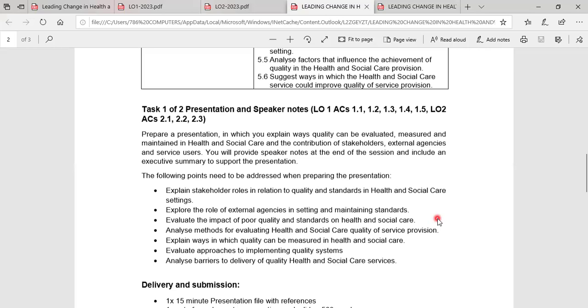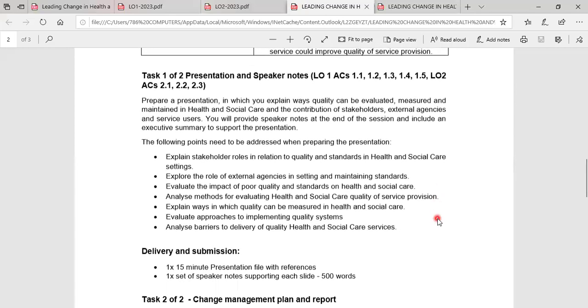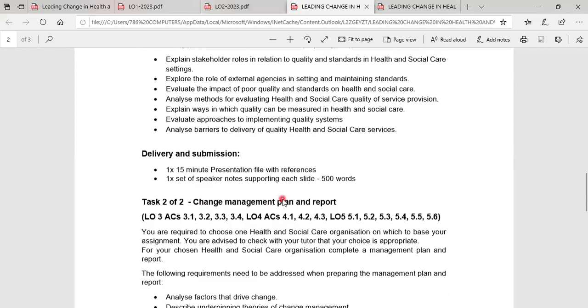Once you've talked about stakeholders and their viewpoints, that is how you understand, and that trickles down towards understanding the barriers. It's a 15-minute presentation file, and it will have references. You should be able to write 500 words supporting each slide, with your speaker notes. Your references will be at the end and within the text also. That's the first part of this assignment.